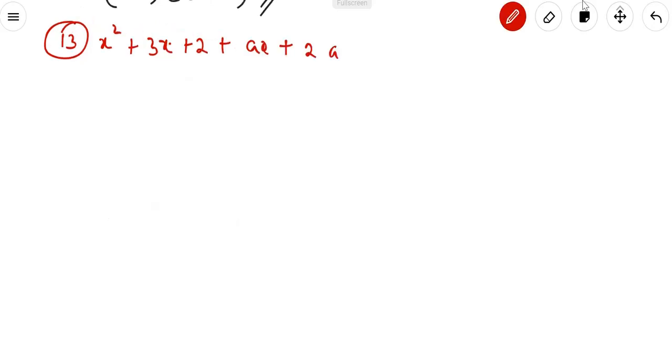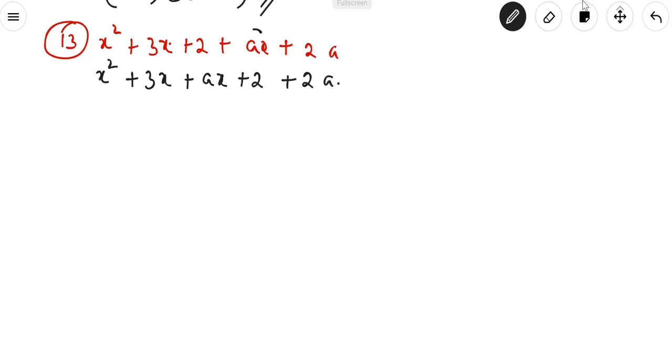In this you have x term also, you have a term also. So what we will do, we will rewrite this equation. What is common here? We'll rewrite this equation as x square plus 3x, plus this one I'm going to take because it has x term. So I'll write this first term, plus 2 plus 2a.